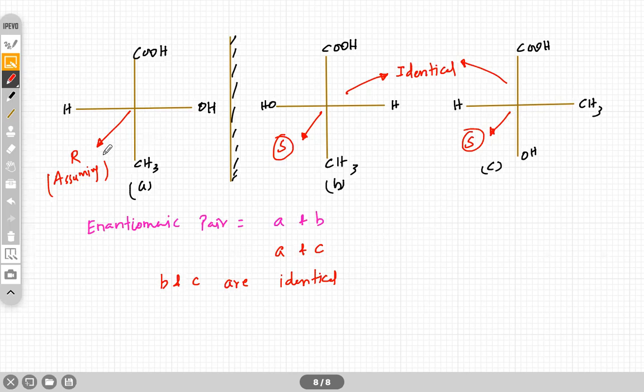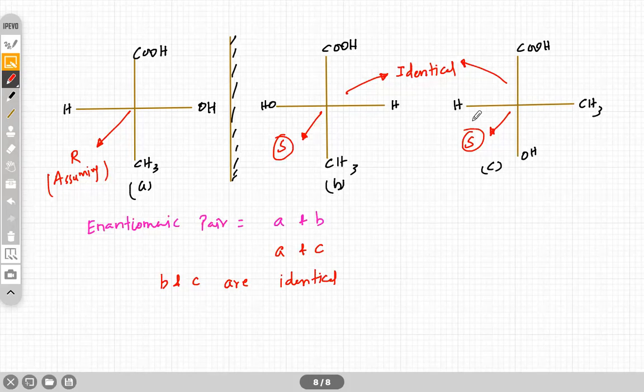This one is R. I am assuming this. I am not giving you the exact configuration. I have just assumed it is R. It may be S also, I do not know. But with respect to this, I am finding out these two. Are you getting it, Shraddha? The actual one, you can assign configuration and find out. If this is R, this one is S. Any doubt in this?